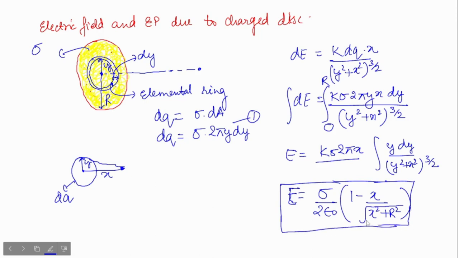right? So I have a question for you: what will be the electric field at the center of a charged disk? And this x is what? This distance. Okay, what will be the electric field at the center of a charged disk? You can do it. I'll give you the hint that for the center this x will become what? 0.